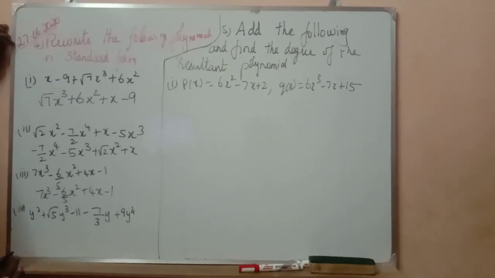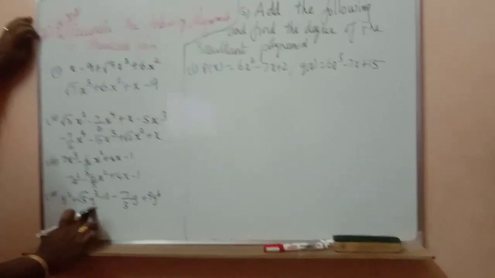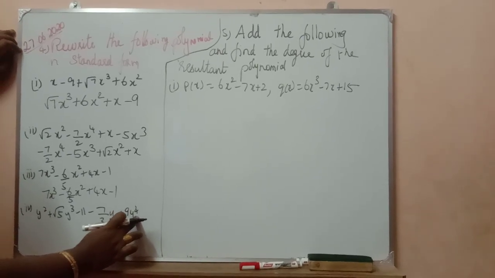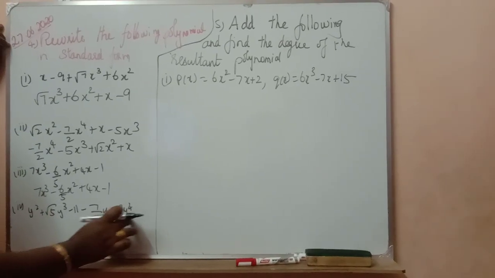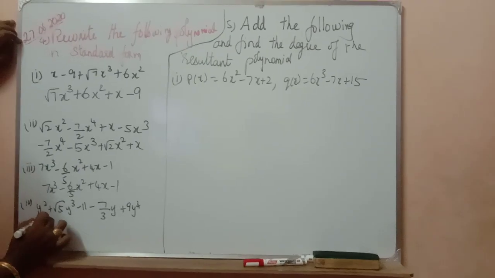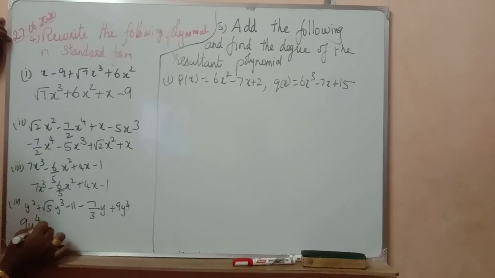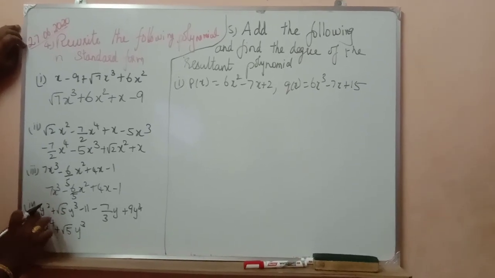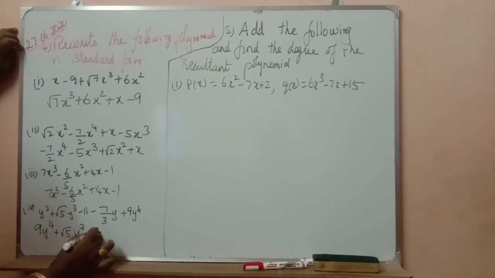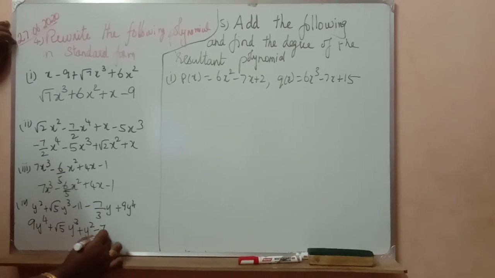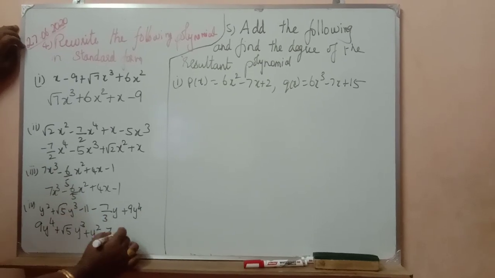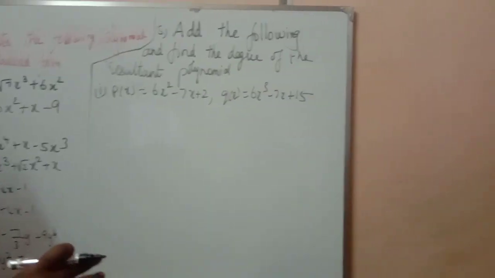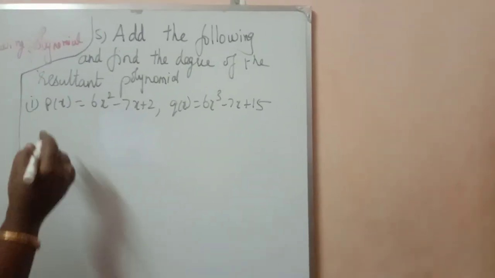Here the variable is y and the greatest power, see here 2, 3, this is constant, power 1, power 4. Degree of this polynomial is 4, the greatest power, highest power. So first we have to start from power 4. 9 y power 4, then y power 3, plus root 5 y cube, then y square. No sign is there, so plus y square, then y, 7 by 3 y, then constant, minus 11. This is standard form.